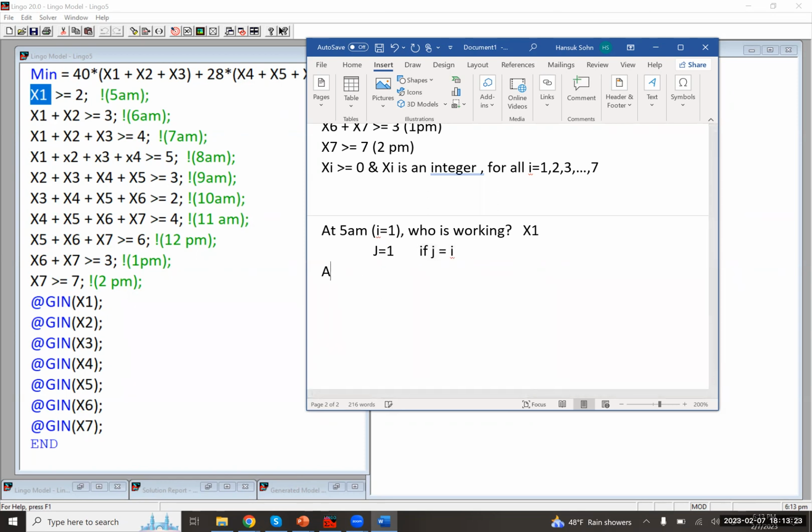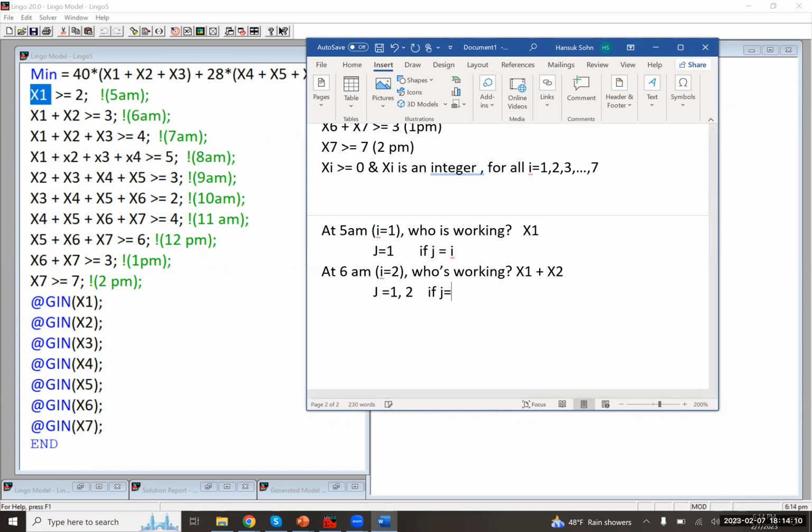How about at 6 a.m.? Now I'm talking about I equals 2. Then who's working? From here, we know that it's going to be x1 and x2 people, right? So in this case, j should be equal to 1 and 2. So this condition doesn't work anymore, right?